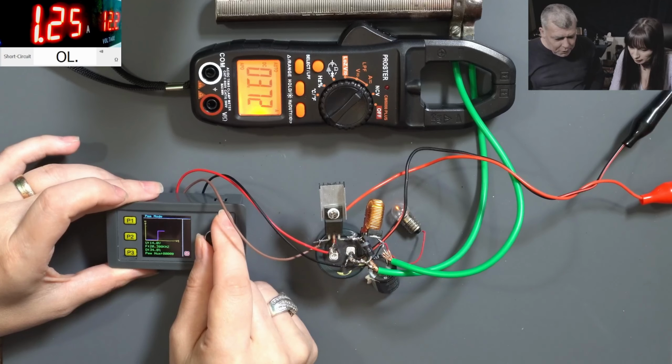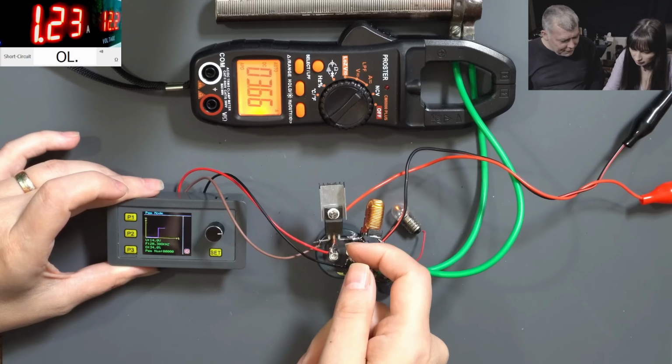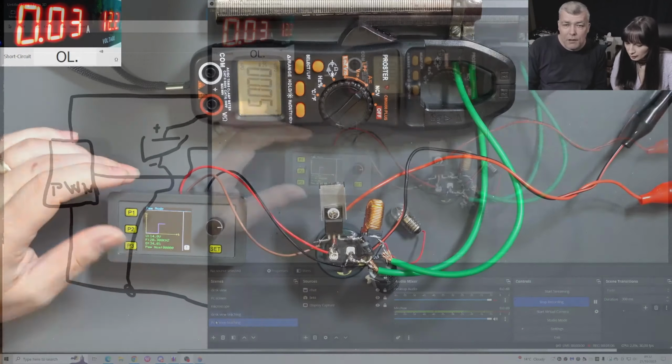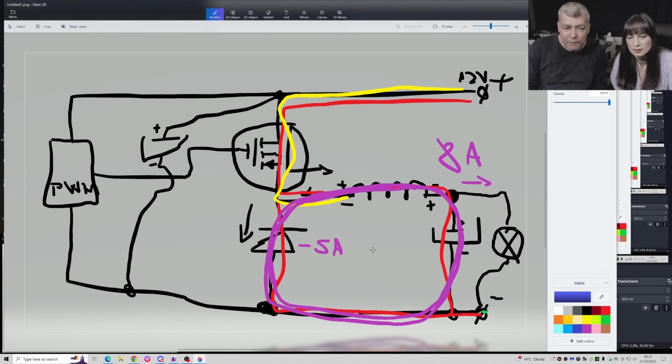Touch it and you will see the problem. So the diode is the weakest spot on this schematic. It's getting hot. We have like a 5 amps diode and we cannot really push more out. Maybe I want more than 8 amps. I mean, you can't even take 5 amps because the diode is getting very hot.